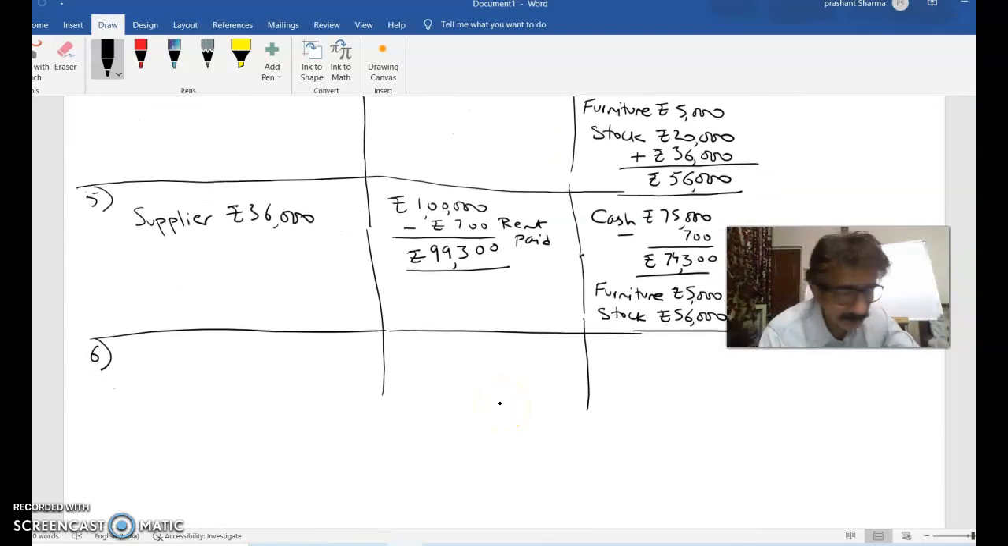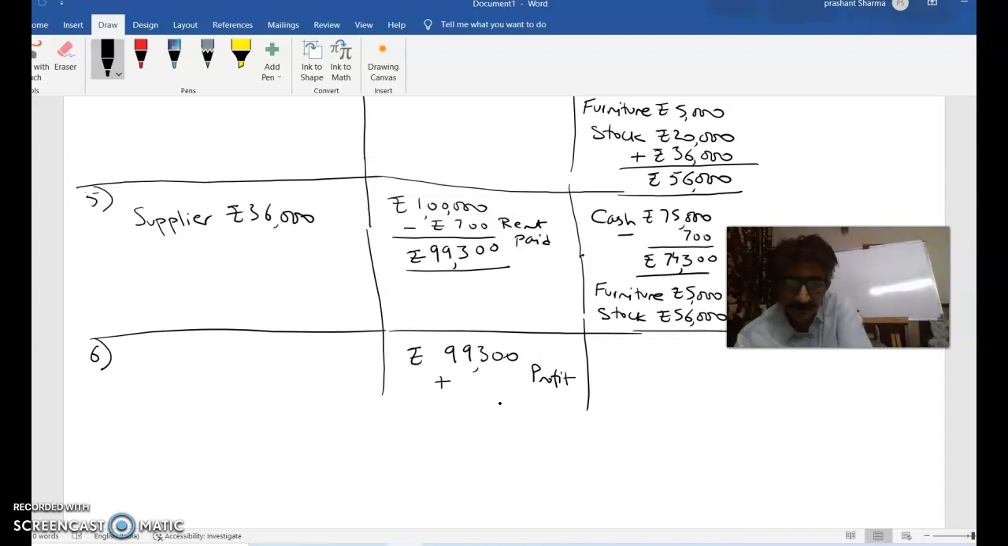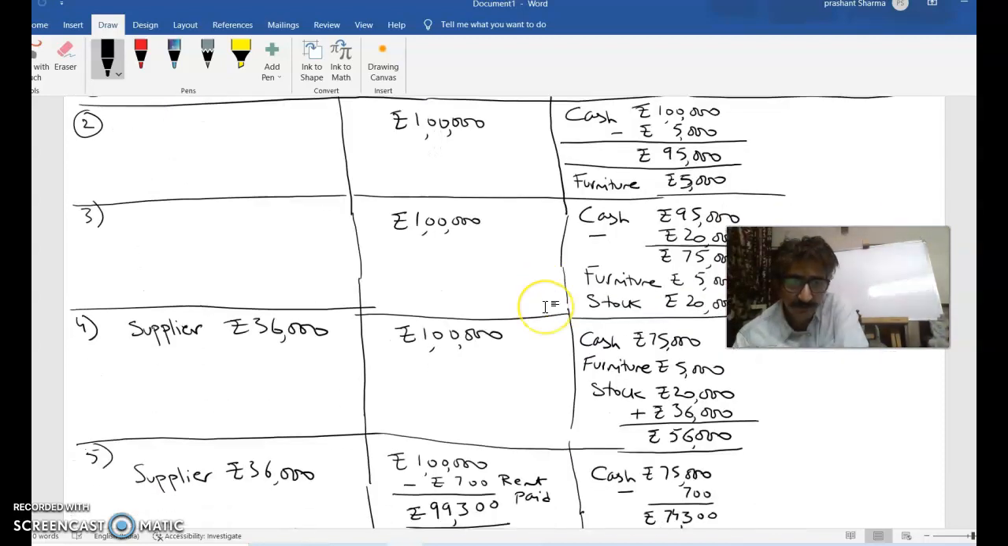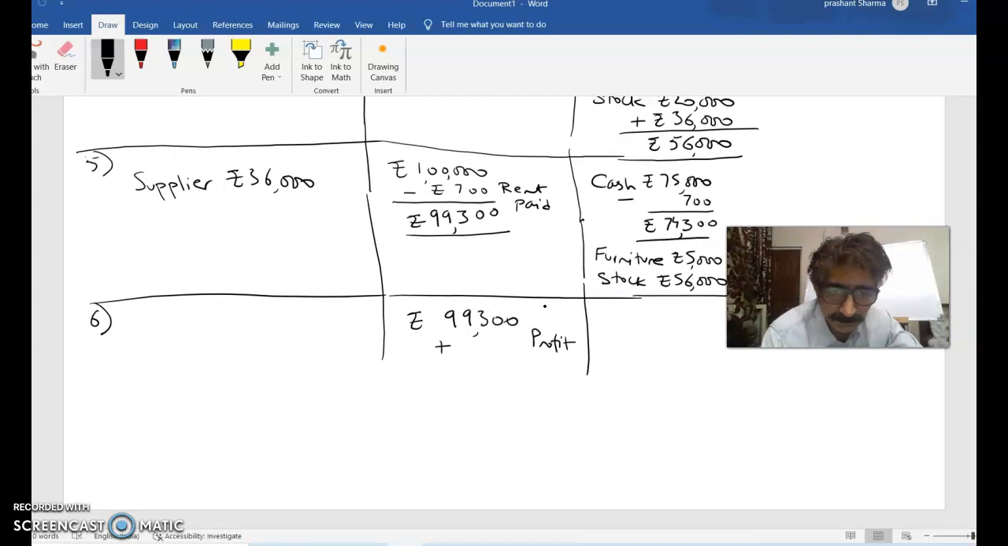Children, 99,300 capital I have copied from previous. Profit will always be added in the capital. So in this case, how much is the profit we are making? Pay attention, I just calculated it to 8,000. Why 8,000? 20% of 40,000. So this is the capital. Okay.